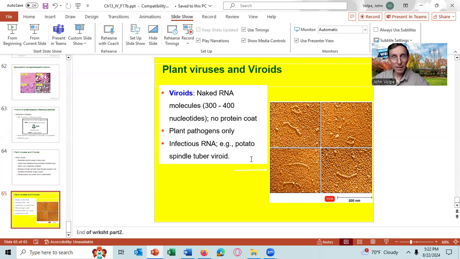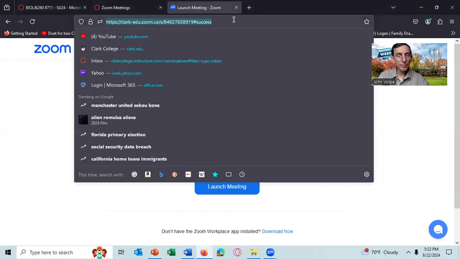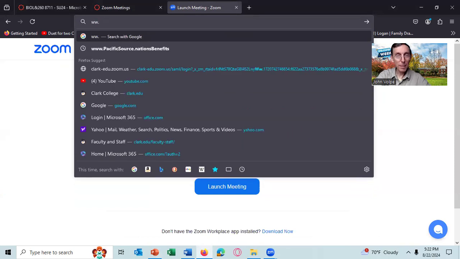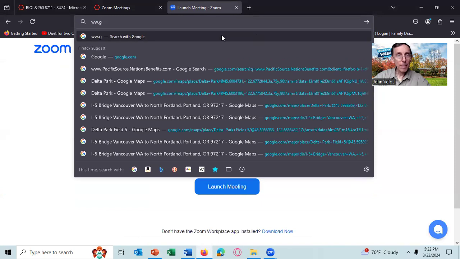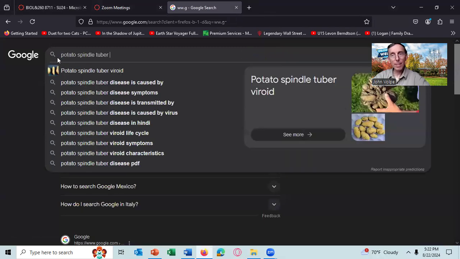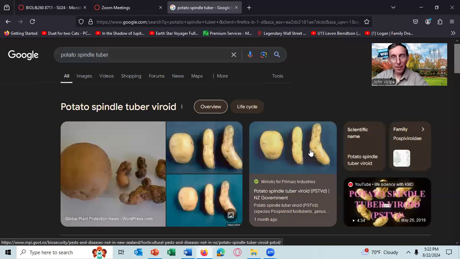And one disease is the potato spindle tuber viroid, where the potatoes are truncated. Let me see if I can get that. I should have a picture of that, but for some reason I don't. There we go. The potatoes on the right are potatoes affected by the potato spindle tuber viroid.